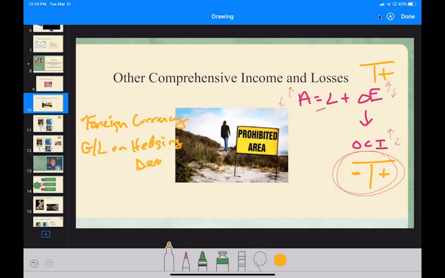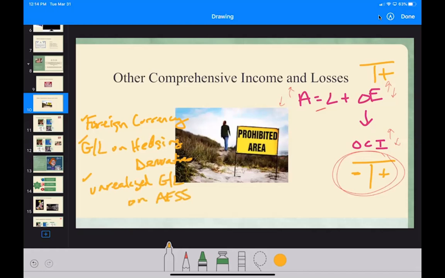And if you don't know what a hedging derivative is, I encourage you to ask your accounting professor when you take intermediate accounting. I'm not going to explain that to you right now. The other one is unrealized gains and losses on available for sale securities. Oh, finally, here we are.